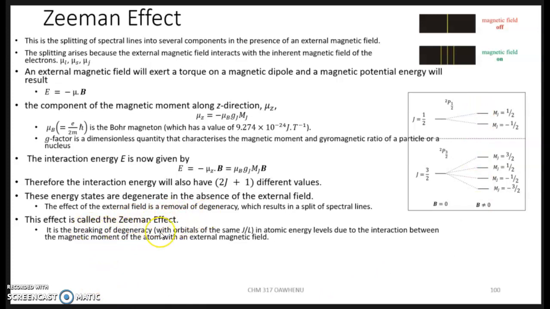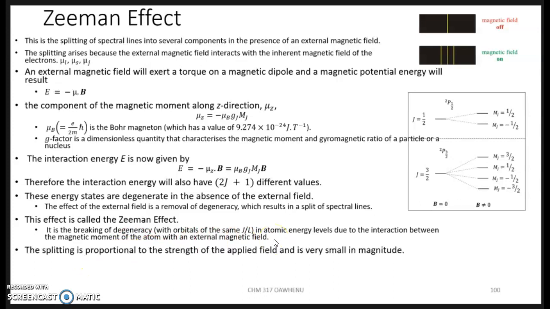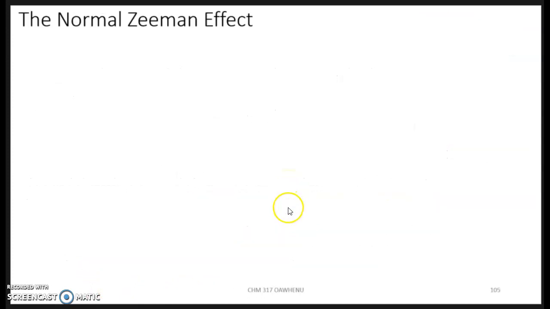So it breaks the degeneracy of orbitals of the same J or L or S in atomic energy levels due to the interaction between the magnetic moment of the atom and an external magnetic field. Like I said, the splitting is proportional to the strength of the applied field, and it is very small in magnitude. There are two types that are usually considered: the normal and the anomalous Zeeman effect.